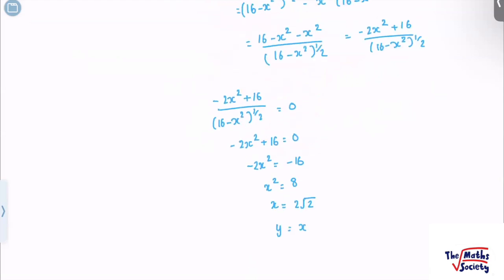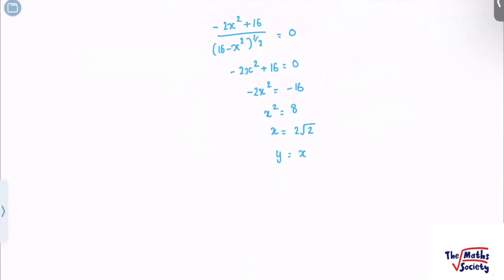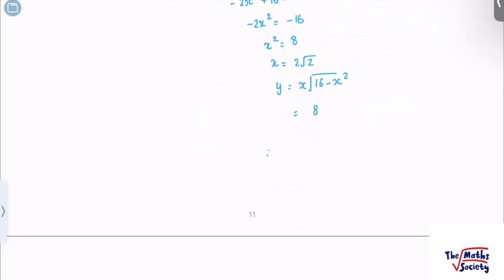y was x root 16 minus x squared. So that's just going to be 2 root 2. So you put it in and you'll get 8. So the coordinate, therefore, is just going to be (2 root 2, 8). And that is your coordinates for the stationary point.